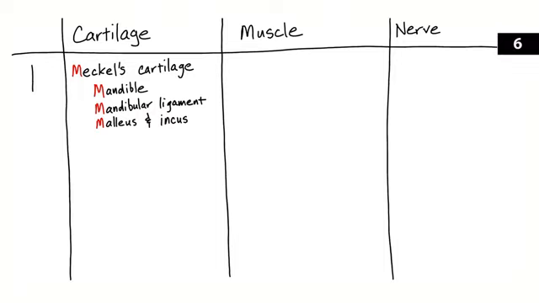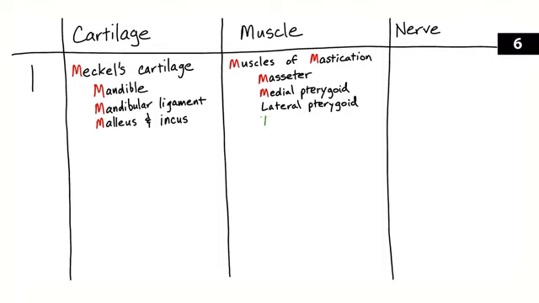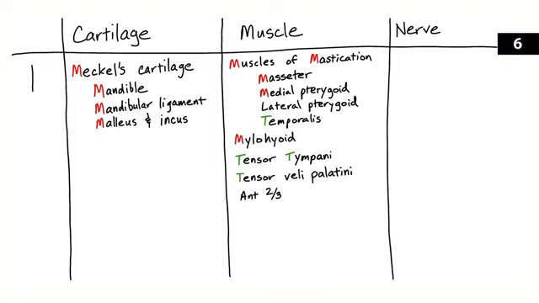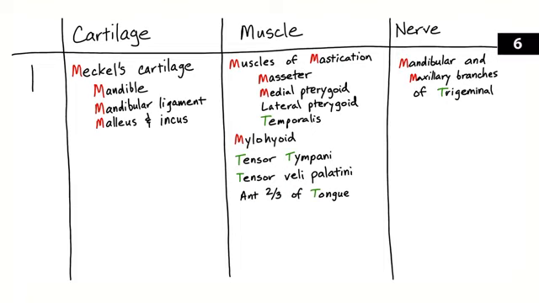For the muscles, again, think about the jaw, and you have the muscles of mastication, including the masseter, the medial pterygoid and lateral pterygoid, and the temporalis muscle, which is one of the T structures. Also the mylohyoid muscle, and then some more T's: the tensor tympani, the tensor veli palatini, and the anterior 2/3 of the tongue. And the nerves that innervate these structures are the mandibular and maxillary branches of the trigeminal nerve. So lots and lots of M's and T's.